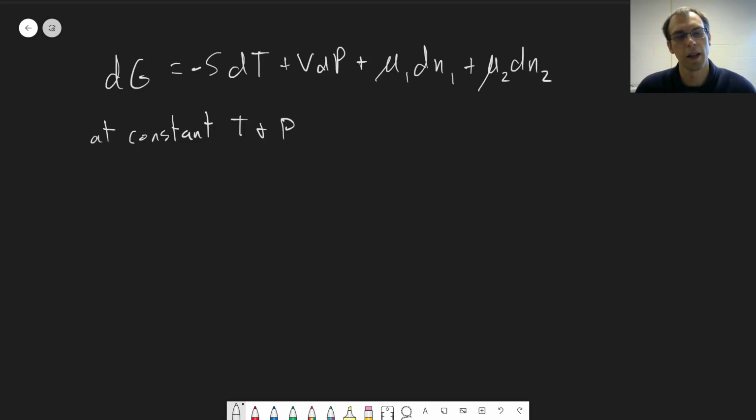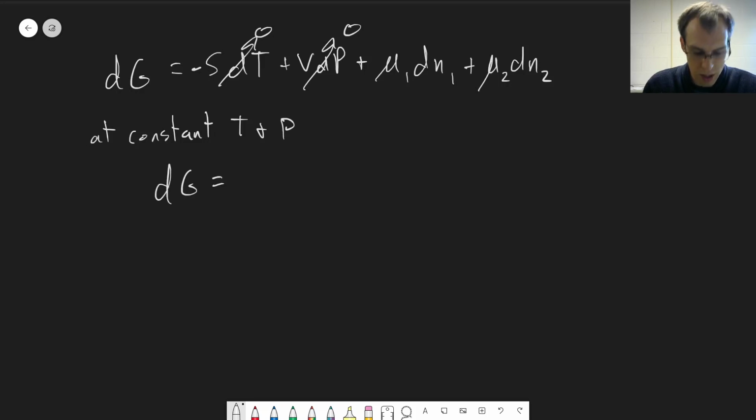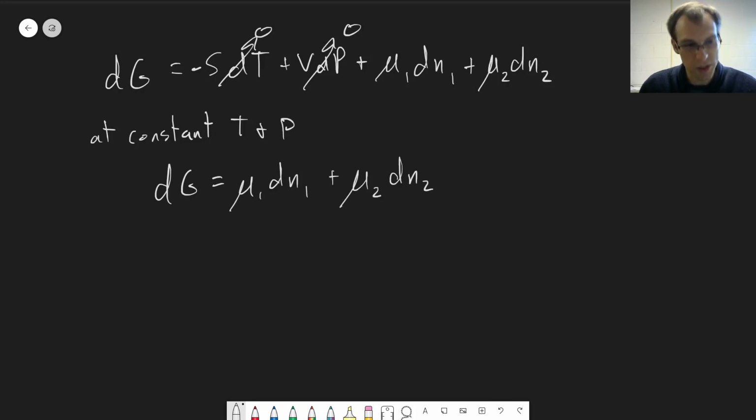If we consider a situation with constant temperature and pressure, these first two terms go to 0, and we're left with these second two terms, mu1 dN1 plus mu2 dN2. So these are the chemical potential of 1 and the chemical potential of 2, which are these partial molar quantities. It's the partial molar Gibbs energy. So we can say that at constant temperature and pressure, dG is going to depend on how our system changes relative to the number of moles. If we change the number of moles of N1 or N2, that would tell us.